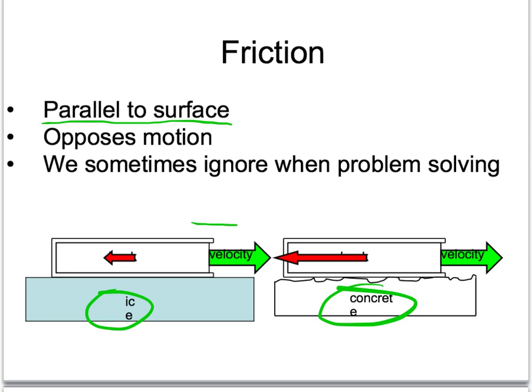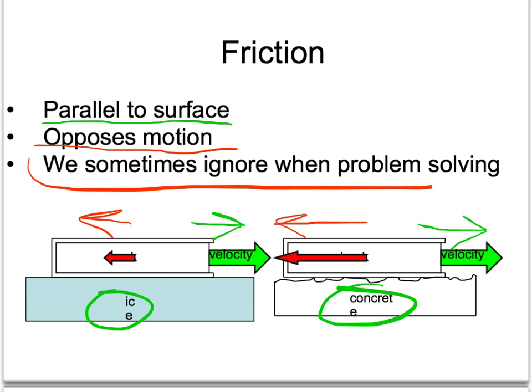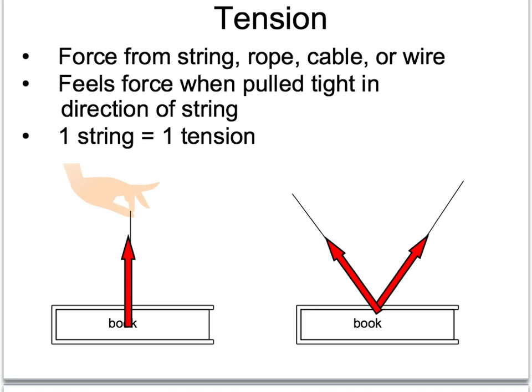But on the ice, whenever there's a velocity to the right, there is a friction pushing back to the left, so the thing is sliding to the right. Friction's trying to push it back. On the other example, the thing on concrete, there's a velocity to the right. Friction tries to push it back. So friction always opposes motion, always opposite the velocity. And we will sometimes ignore friction when solving problems, but that will be clear in the problems. It'll either say a smooth surface or no friction, or a rough surface or with friction. So smooth means no friction, rough means with friction.